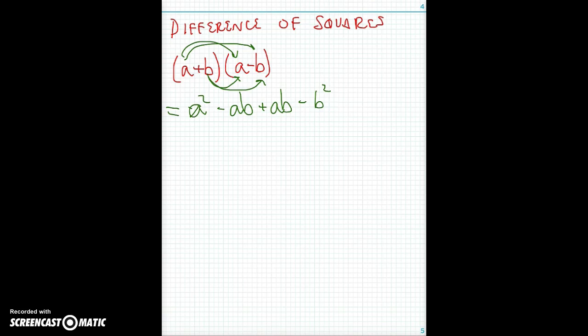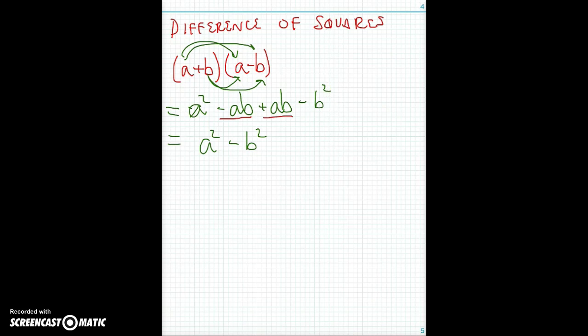So when we go to simplify this, if we look at our two middle terms, we have a negative ab and a positive ab. Those are opposites, and when we add those together, they just become 0. So what we're left with is a squared minus b squared.